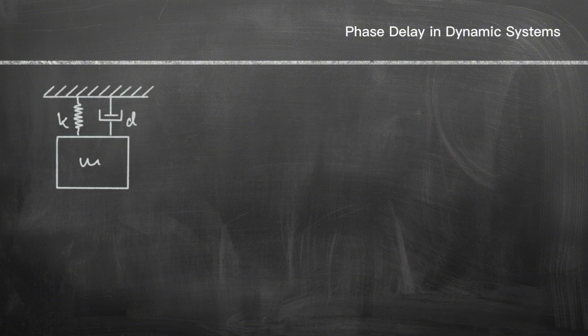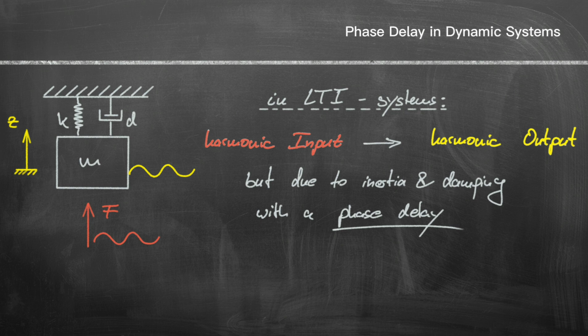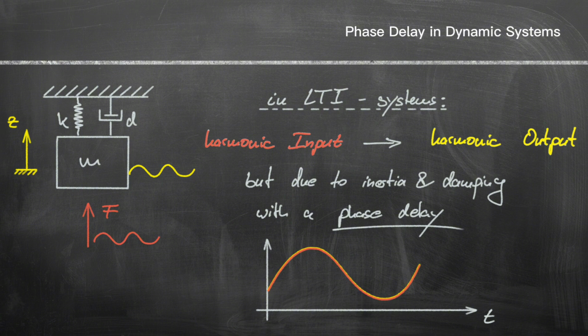Imagine a dynamic system that can perform a vertical motion Z and is excited by an external harmonic force F. For linear, time-invariant systems, a harmonic input always leads to a harmonic output, but due to inertia and damping, this output occurs with a phase delay. The higher the excitation frequency relative to the natural frequency, the so-called frequency ratio eta, the more the system response is delayed. Due to inertia, the system is not able to follow the excitation simultaneously and therefore reacts with a delay.